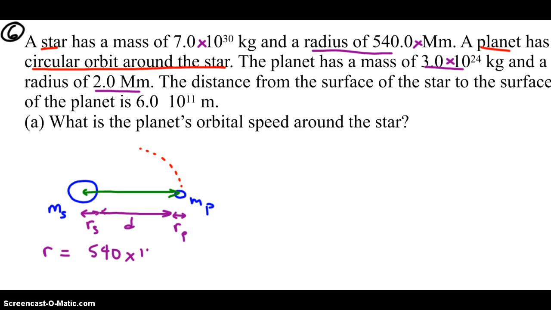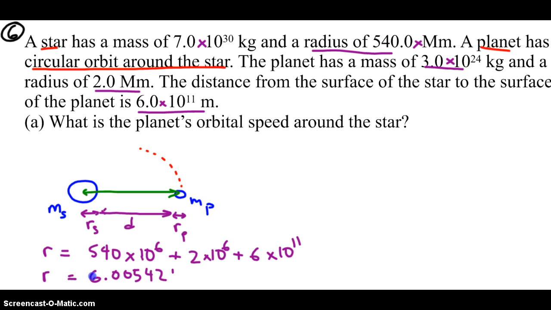I have to change it to times 10 to the 6. And the reason is because this distance is not in megameters. So it's 540 times 10 to the 6 plus 2 times 10 to the 6 plus 6 times 10 to the 11. And guess what? That's going to come out to almost 6 times 10 to the 11. Let's see. Yeah, it's 6.00542 E11. We could probably just call it 6E11 and be fine.